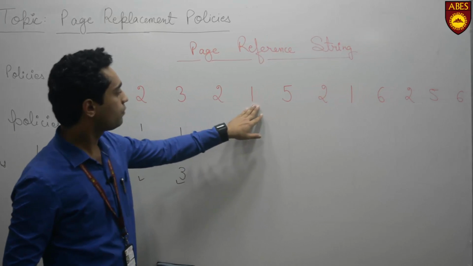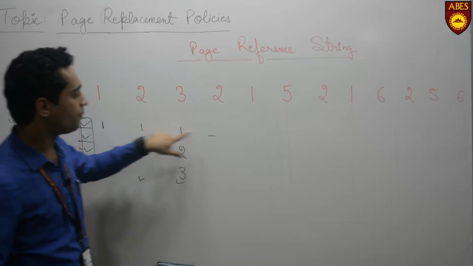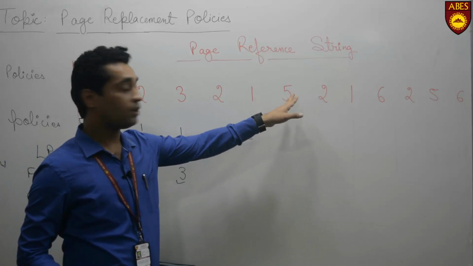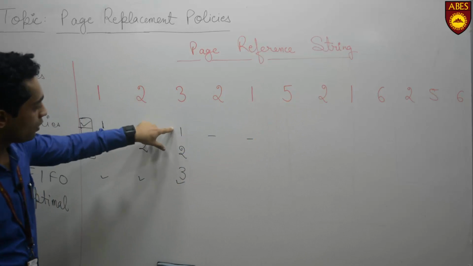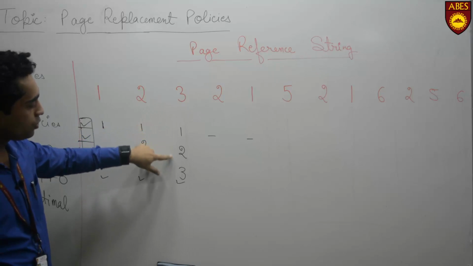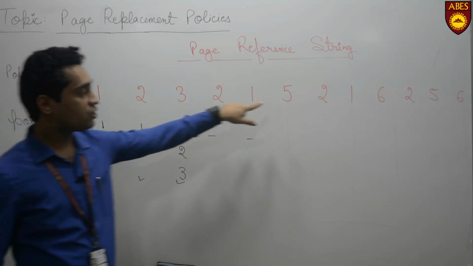Next occurrence is of page number 1. Page number 1 is already there, means again no page fault. Next is page number 5. In the buffer we have 3 spaces which are already accommodated by page numbers 1, 2 and 3, and page number 5 is not there. Now we have to replace a page to bring in page number 5.